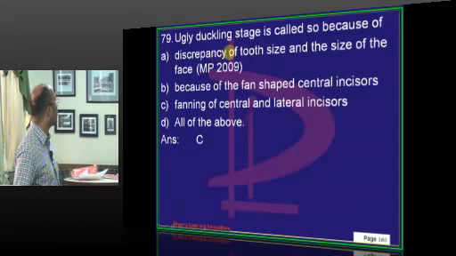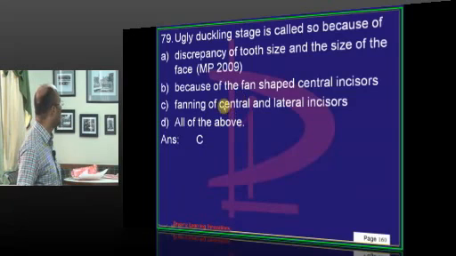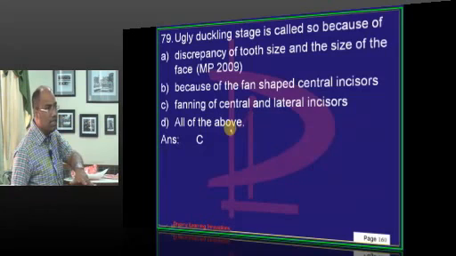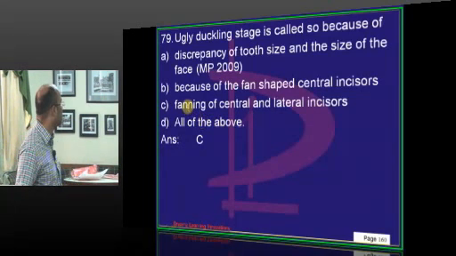Ugly duckling stage is called so because of? Discrepancy of tooth size and size of the face? No. Because of the fan shaped central incisors? No. Fanning of central and lateral incisors? Yes. Fanning means they are distally angulated. So, C is the choice.